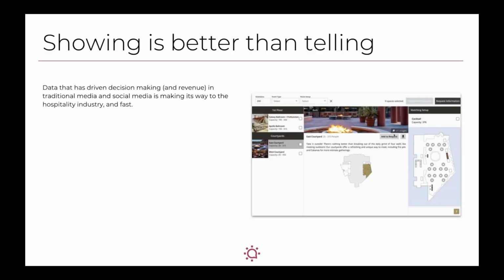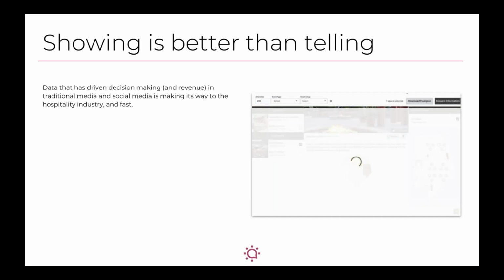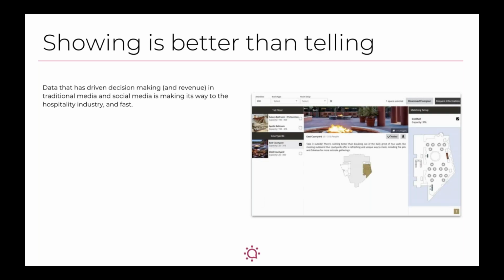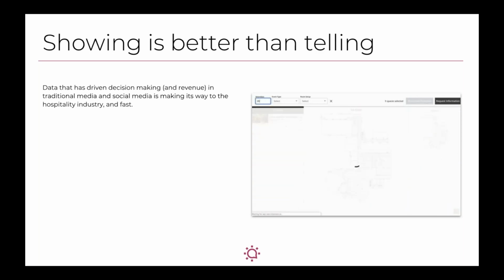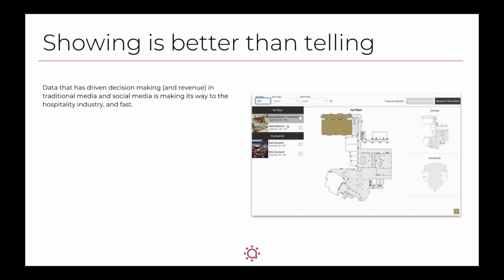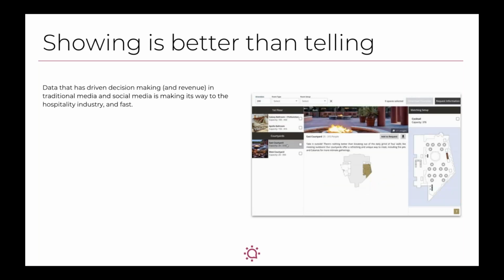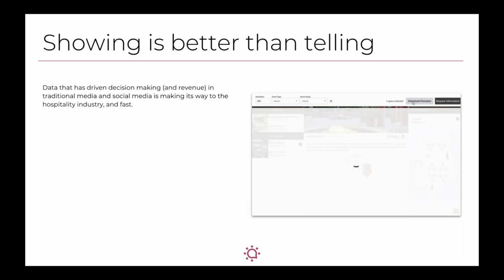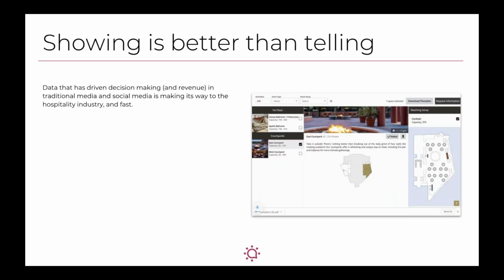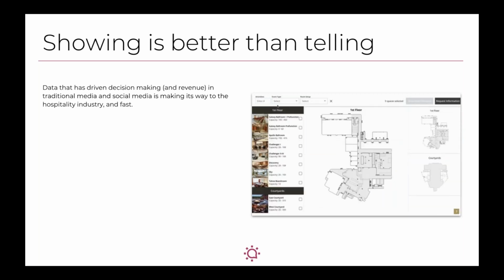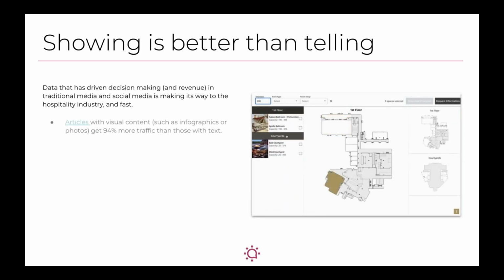I think one of the things that has fundamentally changed in the industry, and we see this in our day-to-day lives all the time with the people who advertise to us as consumers, is that showing is better than telling. Think about, and sometimes it's honestly a little creepy, how specifically tailored to you Instagram ads are, or things that are showing up on the sidebar of your Facebook. And this is becoming more and more common because data is showing every company that social media is making its way into the hospitality industry, and fast.